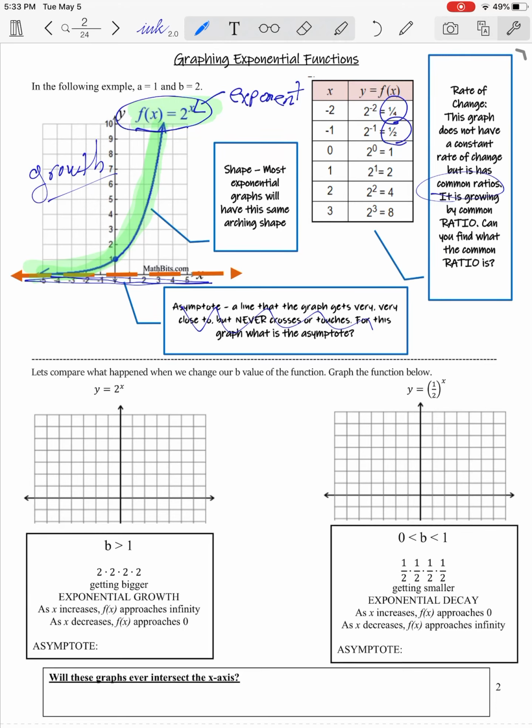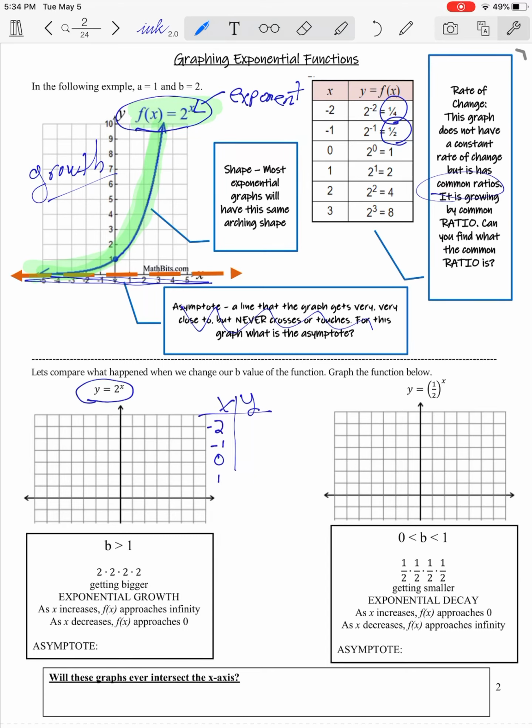I'm going to graph 2 of them with you now. Let's compare what's happened when we changed our b value in the function. If we graph y equals 2 to the x, what you want to do is go right to your calculator and plug in 2. You need the caret key to the x, and then you're going to get your x and y table. Now, if you look at your table, you're going to see that you go to decimals.